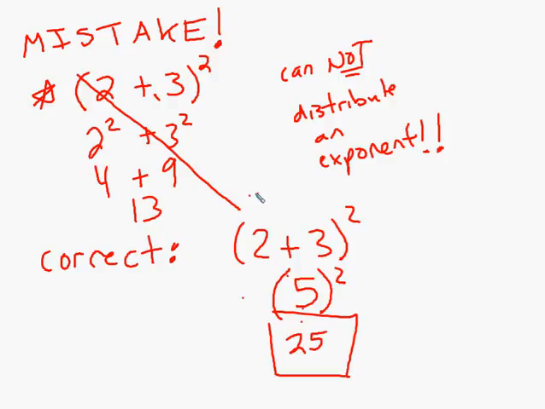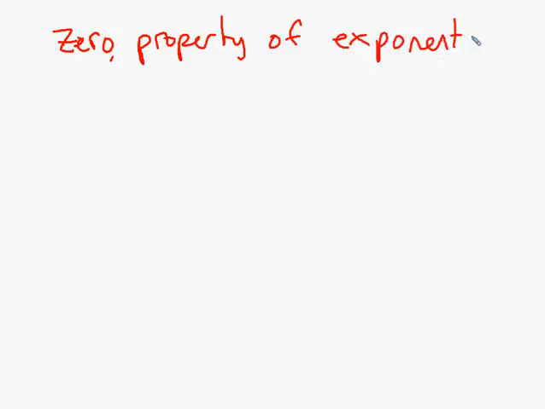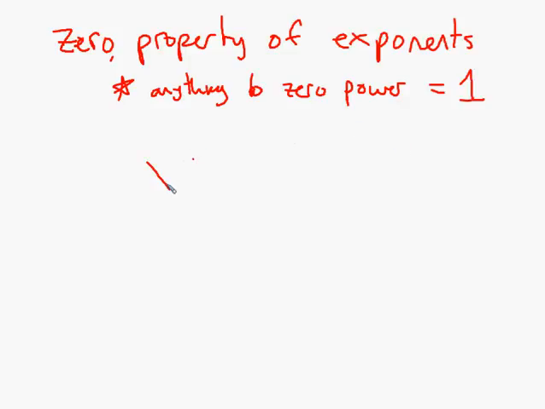Any questions on the mistake? All right, the next property. Did we get that all down? We good? Okay. The next property of exponents, the zero property of exponents. It's pretty simple. Anything to the 0 power equals 1, no matter what it is. X to the 0 equals 1. 5 to the 0 equals 1.